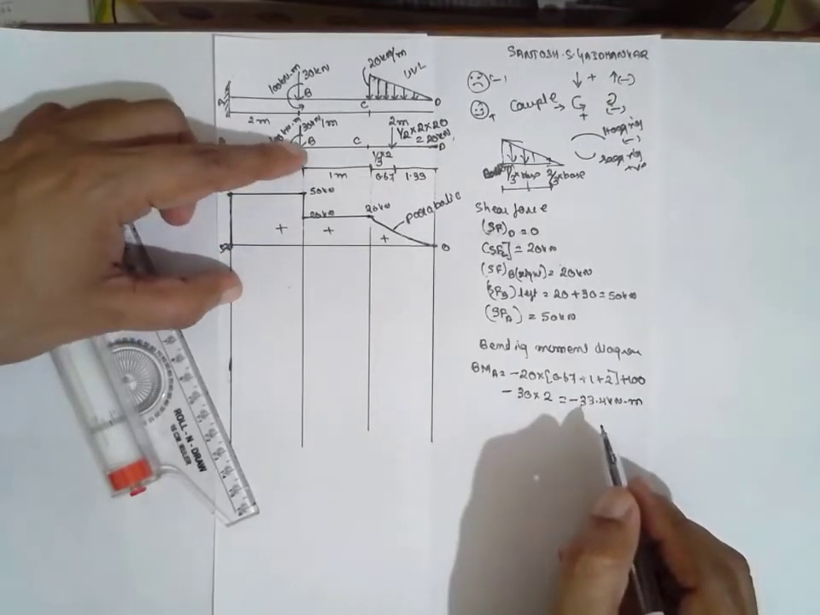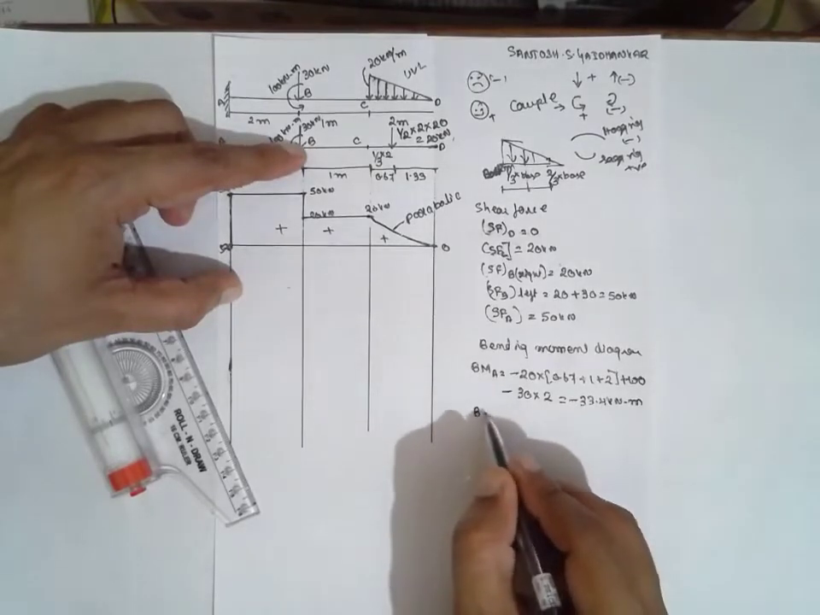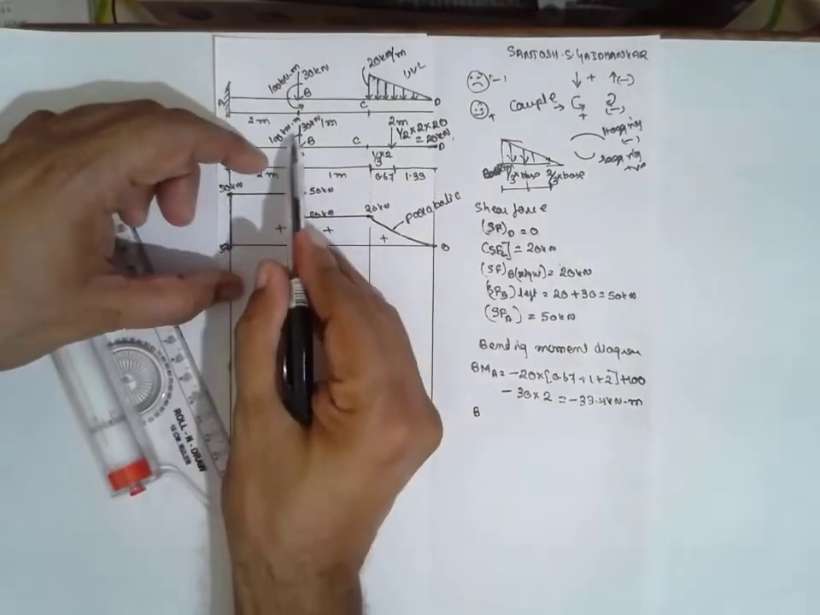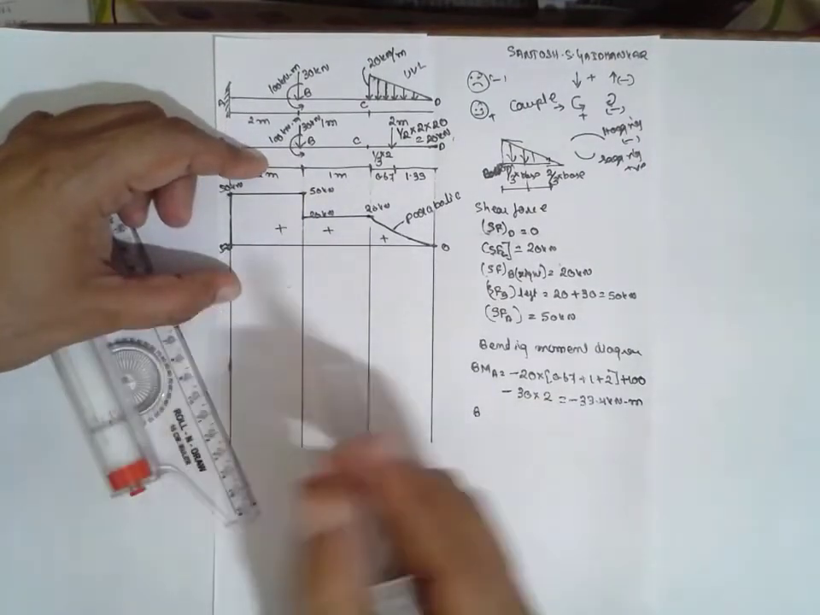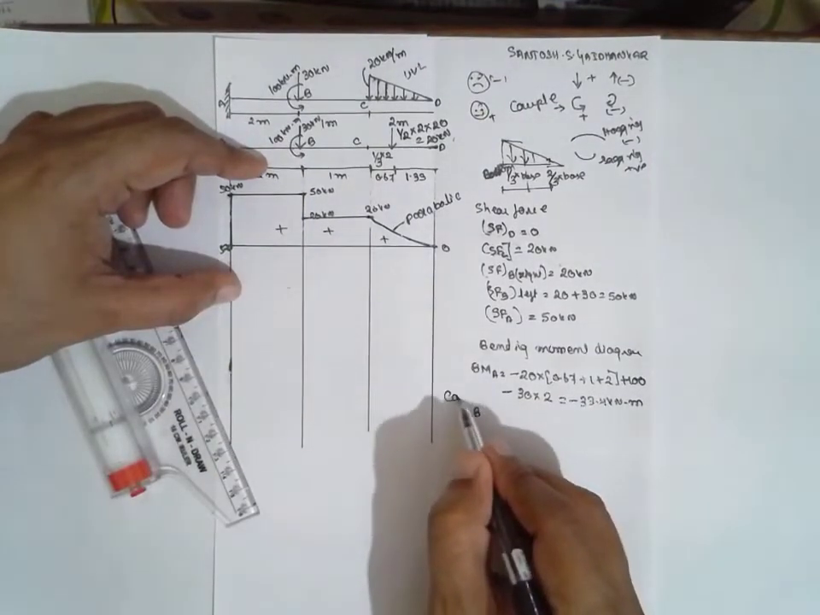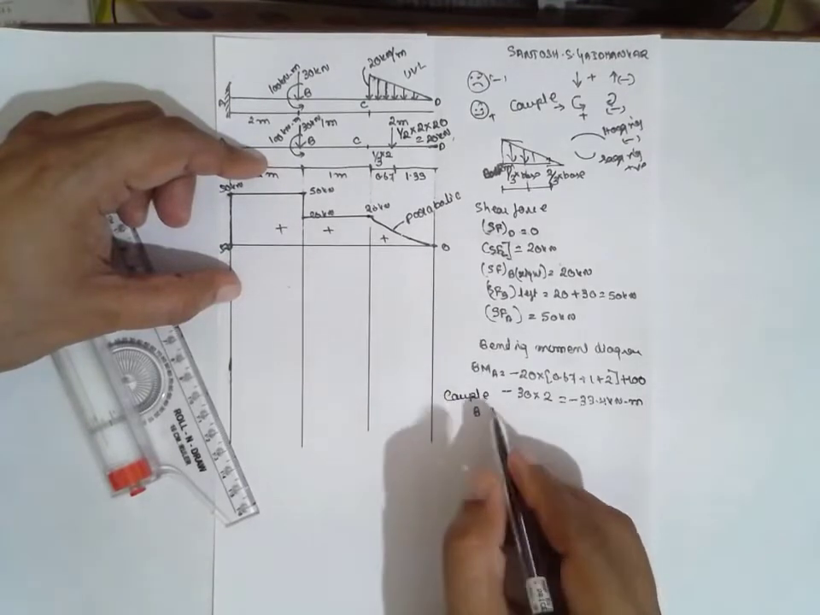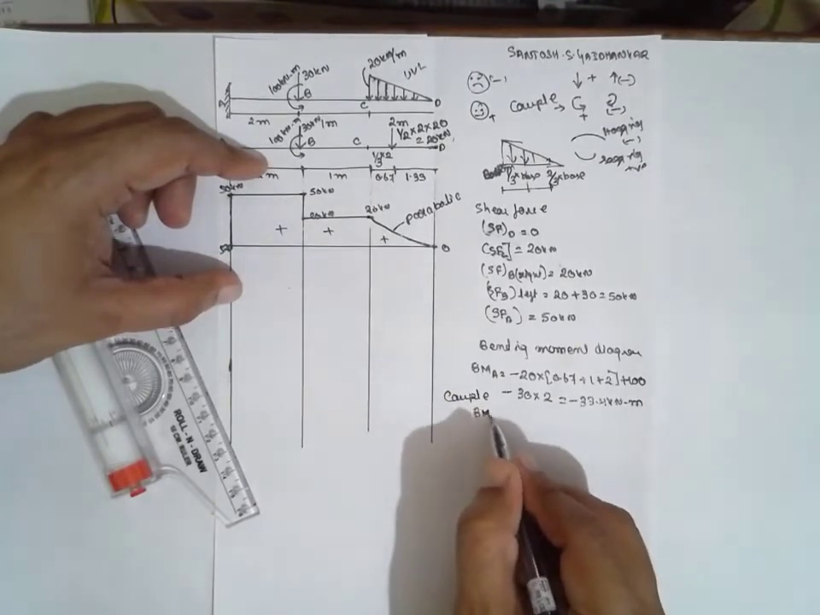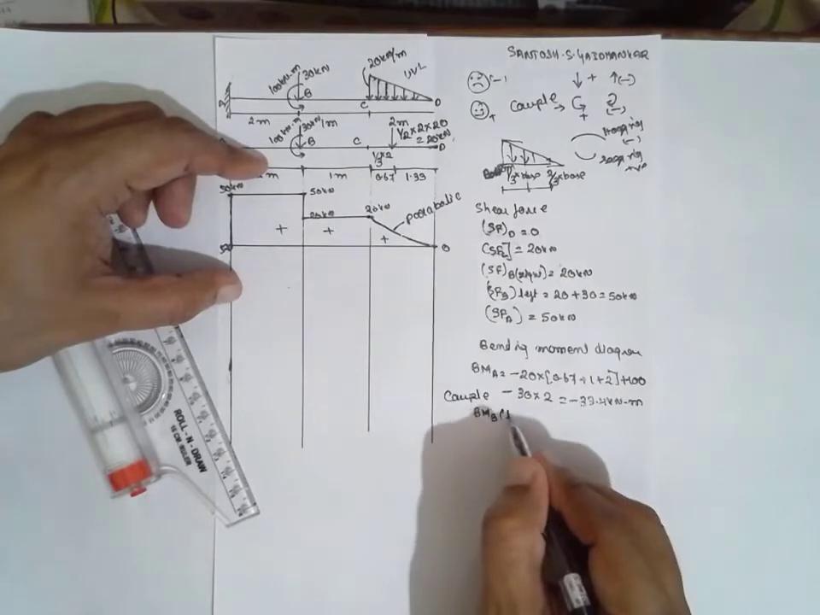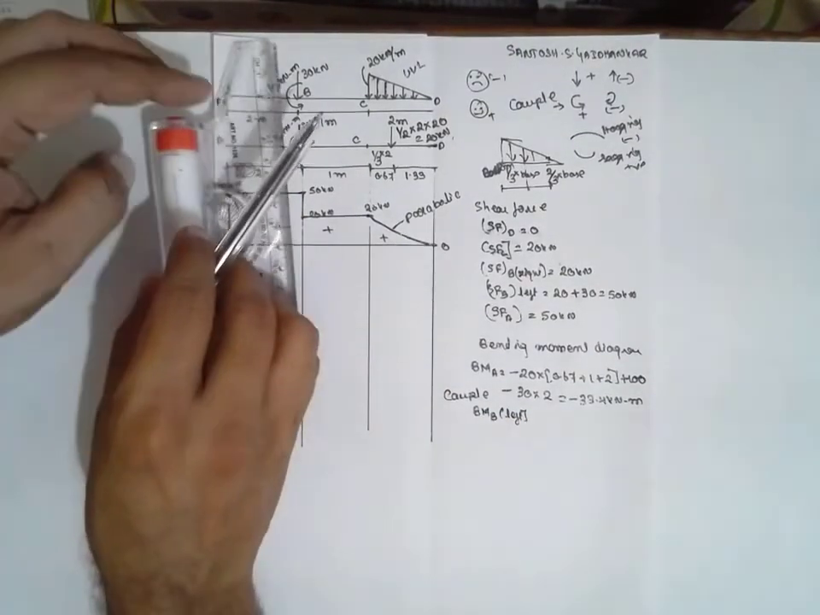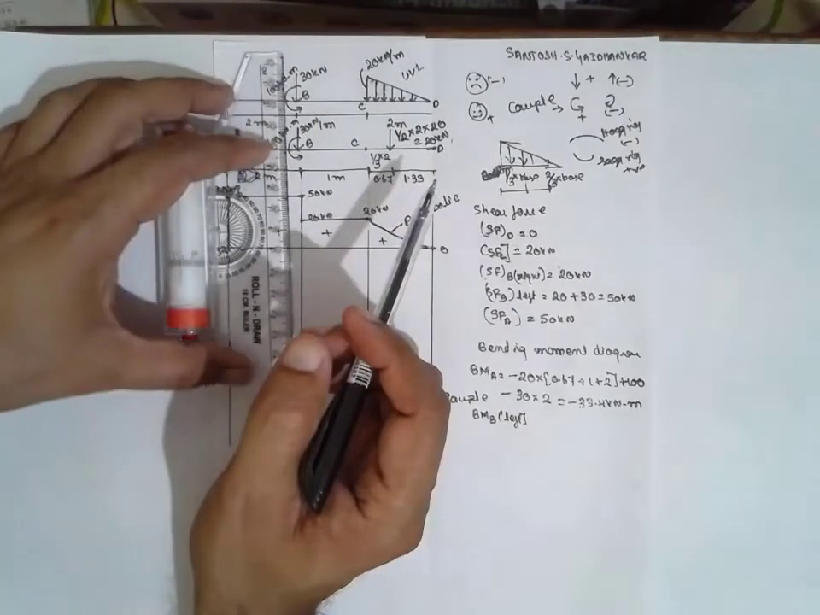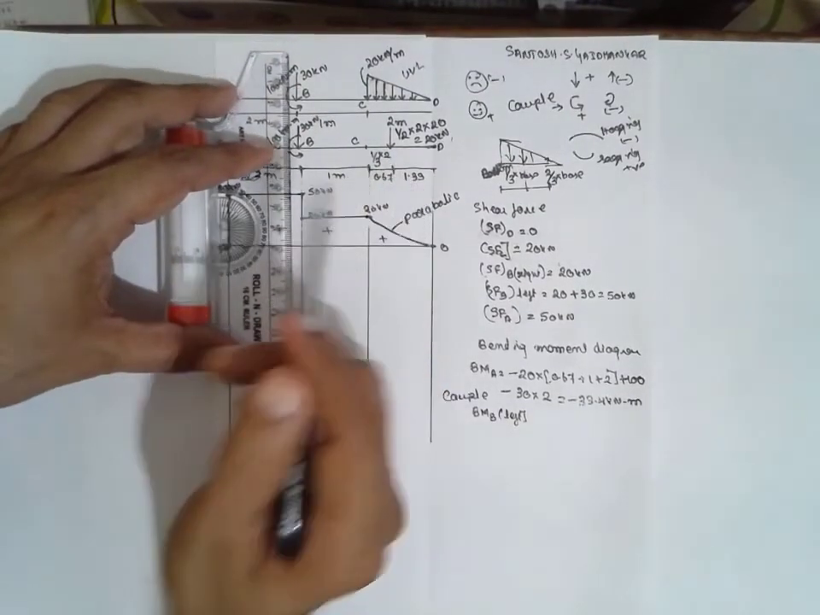Similarly at B, bending moment at B. But at B there is a couple here. As the couple appears, you have to consider right and left. Bending moment at B, now left. Now this point, I am considering the left is nothing but this point. This is the left hand. I am considering the left side.